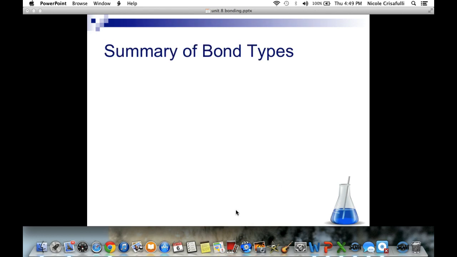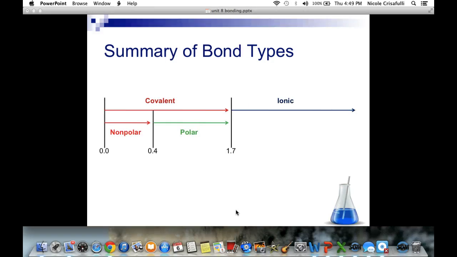So let's do a summary of these bond types. If they are ionic, they're going to have an electronegativity difference greater than 1.7. If they're covalent, they're going to have an electronegativity difference between 0 and 1.7. But remember that covalent could be completely equal, which would be nonpolar, and that would range from 0.0 to 0.4, or polar, where you're going to have that electron hog, that one element that has a high electronegativity that wants to pull those electrons away from the other one. And that would be when you have a covalent bond between two nonmetals that has an electronegativity difference of 0.4 to 1.7.